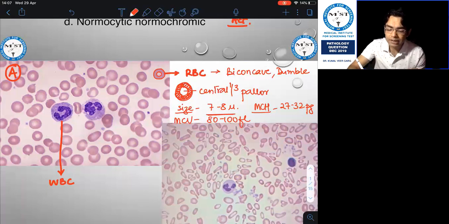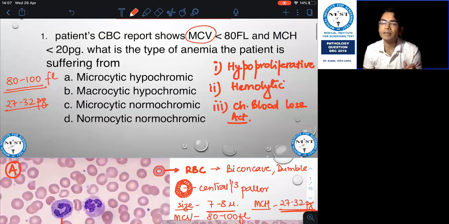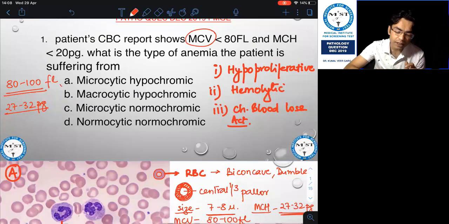the value is 27 to 32 picograms. And hemoglobin gives color to the RBC. So chromasia means color. Now when in the question it is said that the normal hemoglobin of the RBC is going low, that means the color is going low. When the color is going low, that means it becomes hypochromic. Hypo means low, chromic means color. So what will be the correct answer for this question? The correct answer for this question will be microcytic hypochromic.